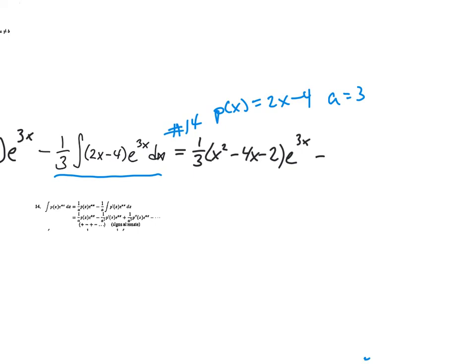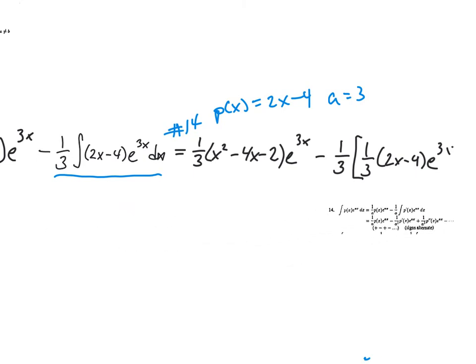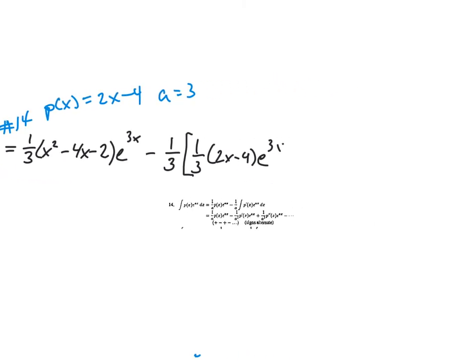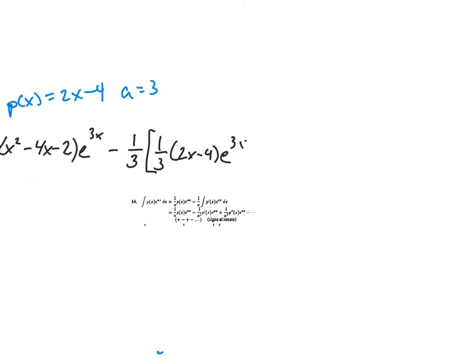All right? So I'm going to be subtracting 1/3 times whatever that integral is, and it's going to be 1 over 3 times p of x, that's now 2x minus 4, e to the 3x, and then minus, let's see if I can drag this over here. There we go. Minus 1 over a, that's 1/3, integral of p prime of x. Well, now p of x is 2x minus 4, so p prime is just going to be 2 e to the 3x dx.